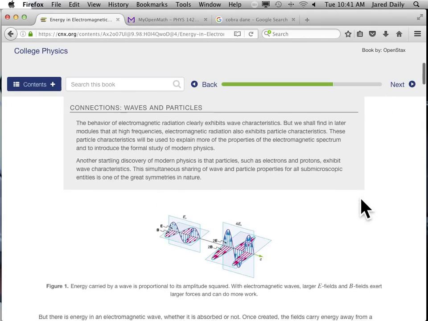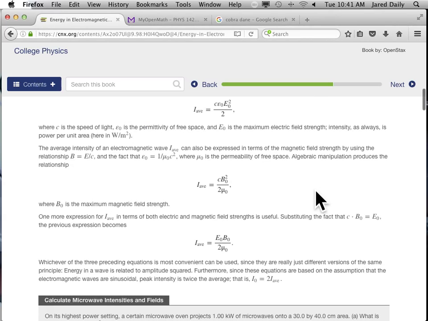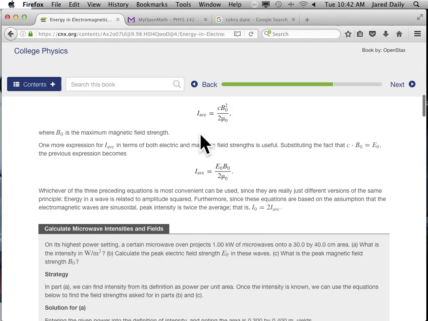Okay, so energy. How do we calculate the energy? Well, it has to do with the intensity of the wave, and the intensity of the wave is done through some calculus. There's an intensity of the electric wave and an intensity of the magnetic wave. To get the overall intensity of both, it's a fairly simple equation. You take the electric field times the magnetic field and divide by 2 times the permeability of free space. That was the 4 pi times 10 to the minus 7 number that we had in magnetism. So that's how you calculate the intensity.